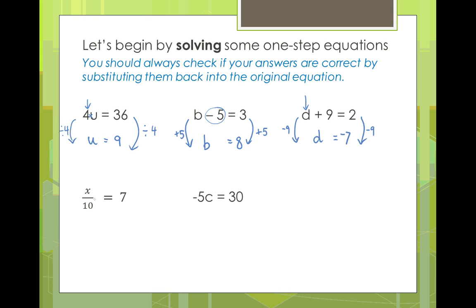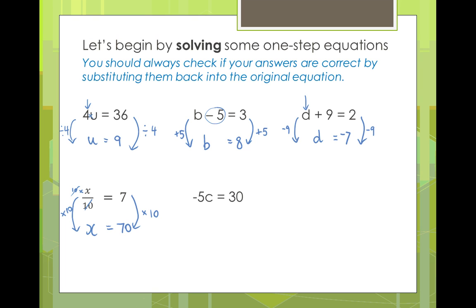The next example, x over 10. Remember that means x divided by 10 in algebra. So to undo that, I will need to multiply by 10. When I multiply by 10, that has the effect of cancelling out the dividing by 10, as you can see over here. Of course, whatever I do to this left-hand side of the equation, I must do to the right-hand side to keep it equivalent. So I need to times this by 10 as well. What I'm left with is x is equal to 70. 7 times 10. When I put my 70 value in here, 70 divided by 10 equals 7. So again, I know my answer is correct.